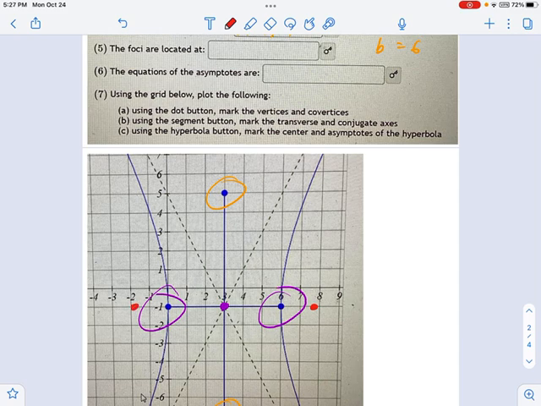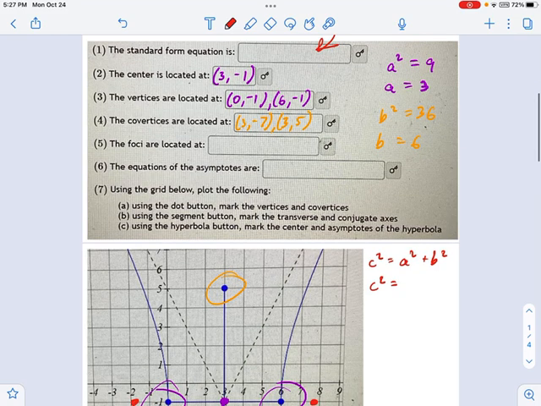So, I don't know, there-ish. And the way we find those is with this formula for foci. c squared equals a squared plus b squared. That means, well, for us, I think a squared was 9 plus 36. So that means c equals the square root of 45. And if you want to simplify that, fine. You can call that 3 square root 5. That's fine. It'll be correct either way.